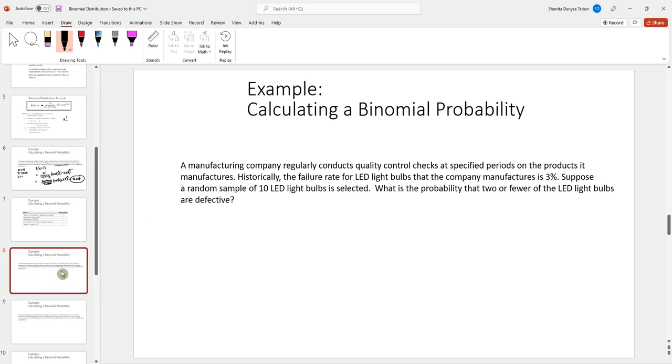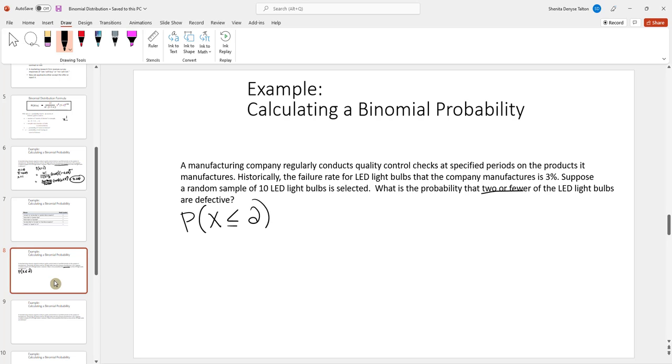So let's look at this next problem. It's the same problem. Still got the 10 light bulbs, but this time we want to know the probability that two or fewer of the LED light bulbs are defective. So we want this probability here, the probability that x is less than or equal to 2.